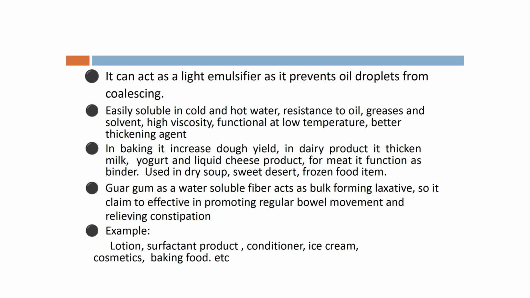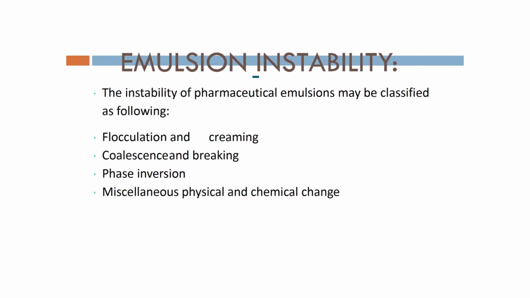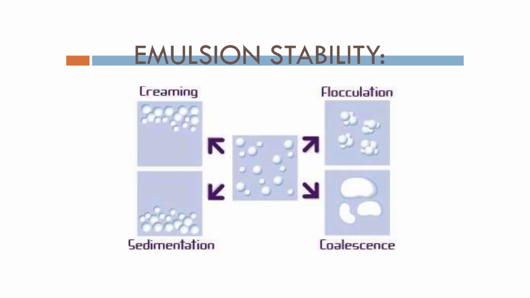Now that we know how to make emulsions, what can go wrong? Let's talk about emulsion instability. The instability of pharmaceutical emulsions can be classified as follows: flocculation and creaming, coalescence and breaking, phase inversion, and miscellaneous physical and chemical changes. This slide shows a learning diagram illustrating the progression of instability.